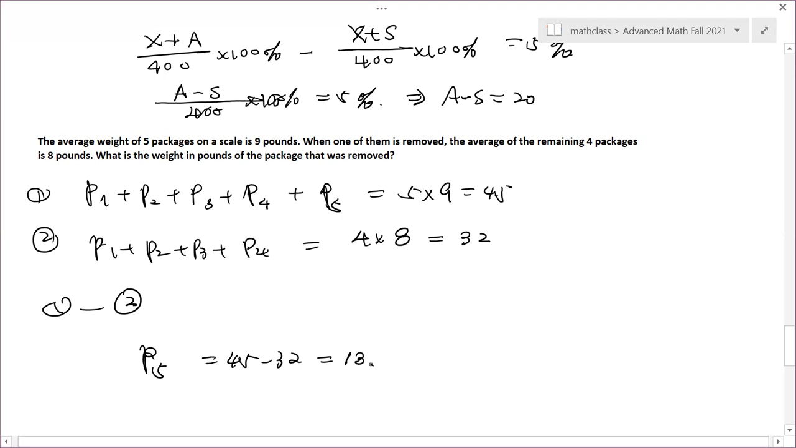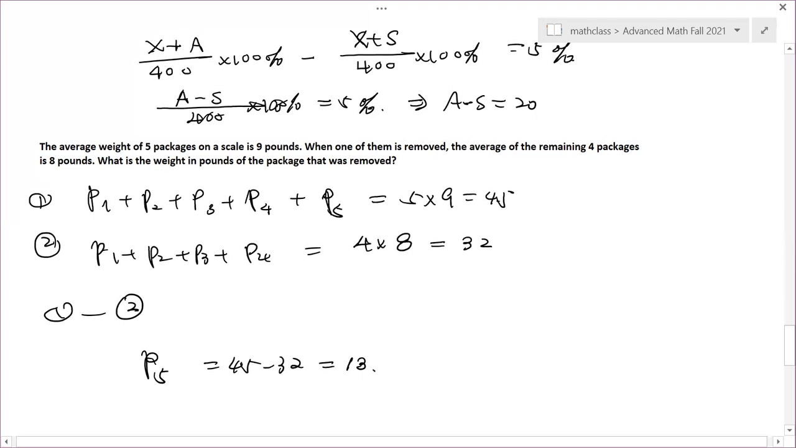Great. So that is much easier. You see, in a similar problem, you don't know all the details, but you still can figure out one particular thing. Just like the above problem, you don't know lots of things: A, you don't know; X, you don't know; S, you don't know; but you know the difference, A minus S.